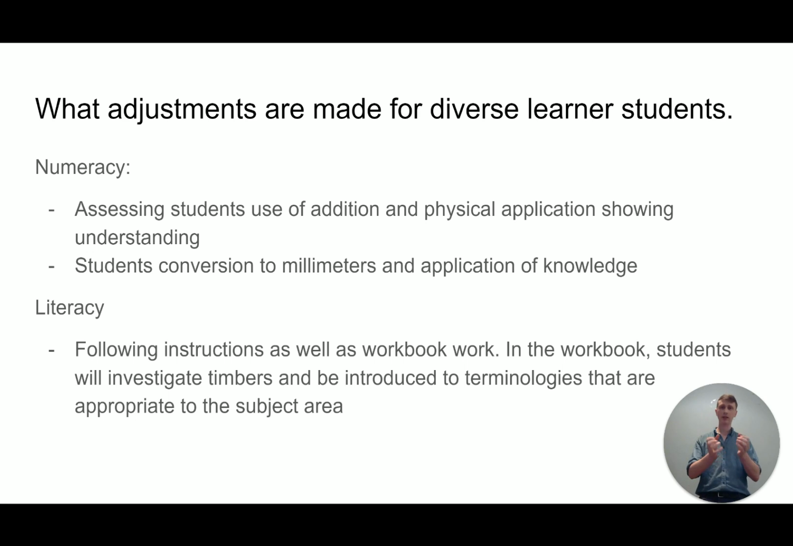Now, literacy. Literacy is also easy. We have a workbook for them. It involves various things like investigating timbers and terminologies that are appropriate to the subject area. An example of this I gave earlier, which is chatoyancy. Again, chatoyancy is glossiness in the wood, and the way that the light refracts inside it. How is that affected? What different types of finishes give chatoyancy? What kind of chatoyancy is preferred? How do you know if you want a light wood or a dark wood? These are all different things that kids can look for in their workbook.